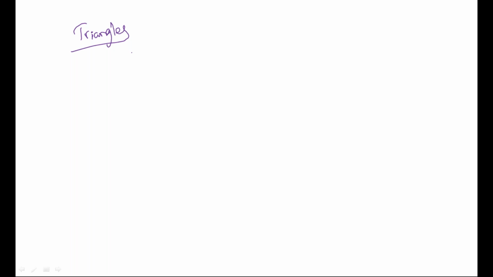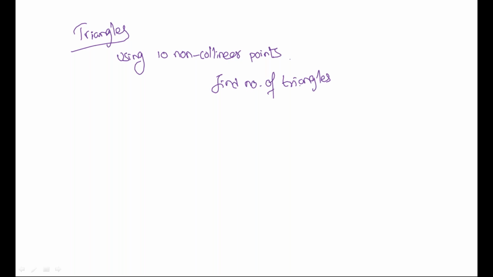Sometimes they'll give this: if 10 non-collinear points are given, find the number of triangles that can be formed. Or else, using 10 non-collinear points, how many triangles can be formed? Using 10 non-collinear points, find the number of triangles formed. Okay, guys, see that. What is this? Number of triangles formed. They gave 10 non-collinear points. Now, how many triangles can be formed?